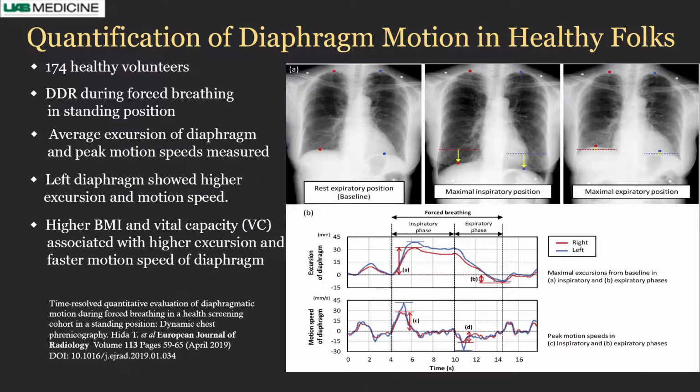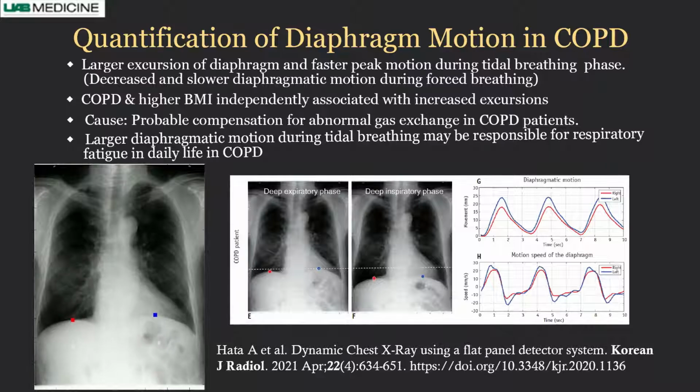This is healthy population. What about in COPD? This group looked at a small group of patients with COPD. What they found was that COPD patients during tidal breathing, regular breathing, their diaphragm excursion is higher as compared to healthy. And left still moves more than right. But when you tell them to forcefully do the breathing, their excursion and speed of motion is decreased. Not with tidal, but with forceful.